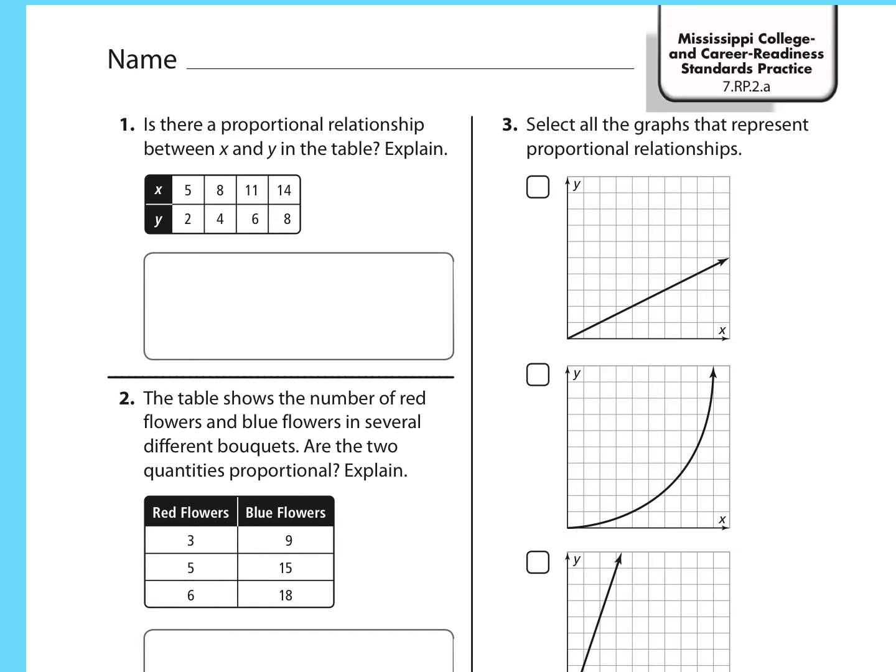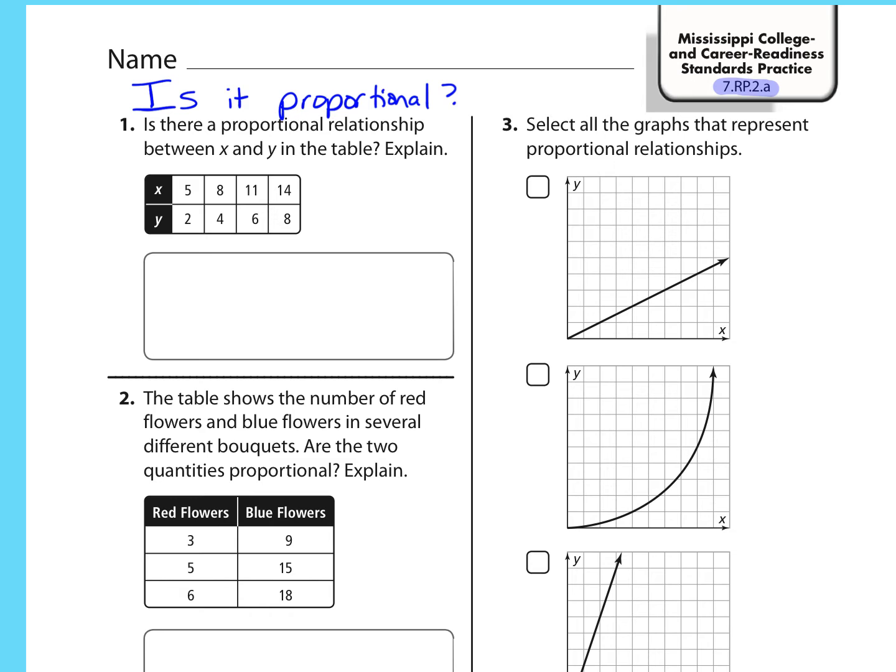Standard RP2 includes RP2A, B, C, and D, and two of those standards, 2B and 2D, are part of the performance task of the MAP test. So this first standard, RP2A, just deals with, is it proportional? All of these standards deal with proportional relationships, and this specific standard is just asking whether it's proportional or not.